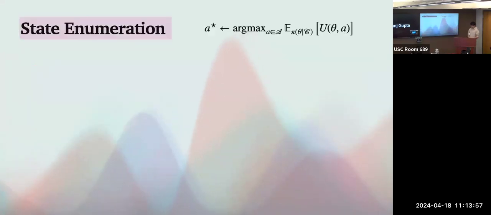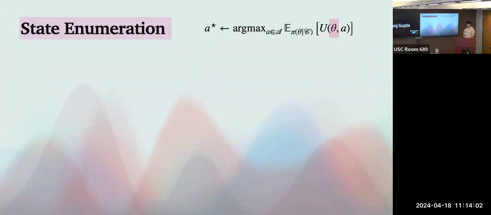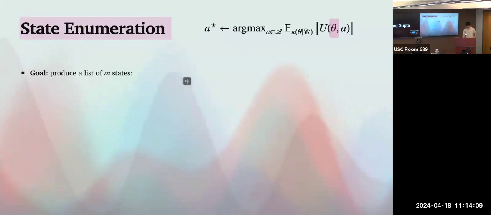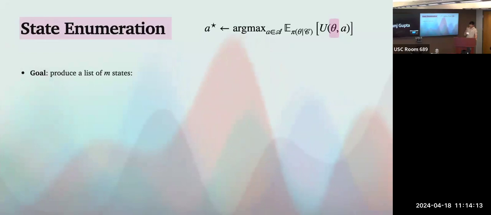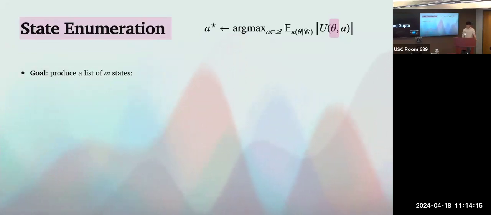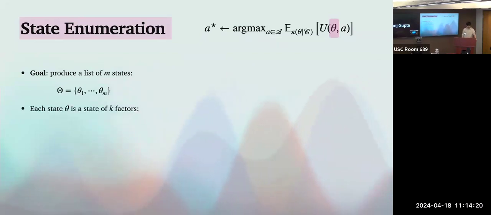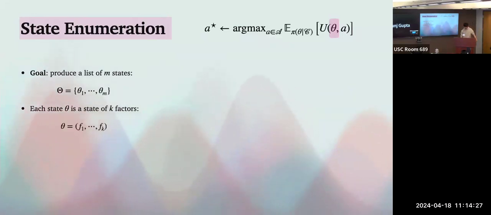The first one we're going to talk about is state enumeration, which is essentially the procedure of, given the current context and goal, determining the probable future states that we should be concerned about, right? Our goal is to produce a list of M states, where M is the total cardinality of the states. These are just some mathematical notations. Each state, theta, is a state of K factors, which you can think of as F1 through Fk.